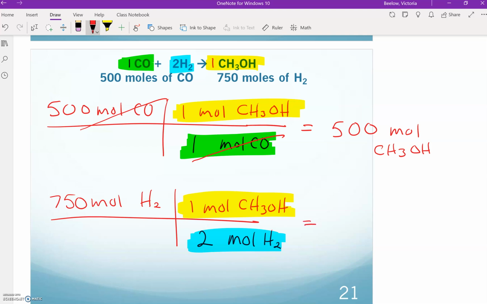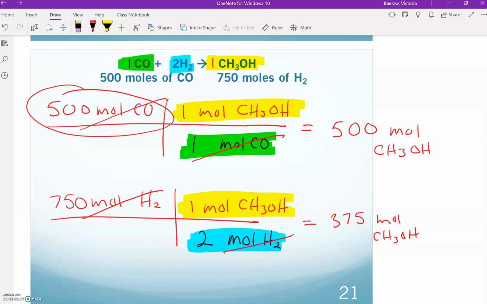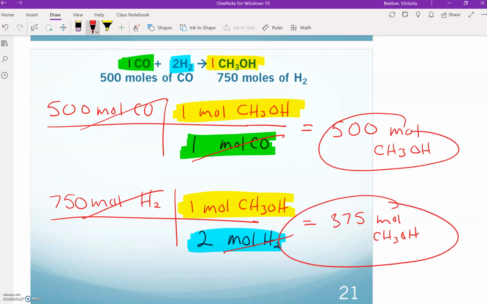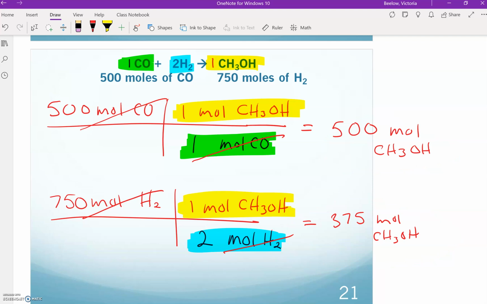So for this math, I'm going to cross off moles of H2. So I'm only left with moles of CH3OH. So this time we have to do 750 times 1, which is 750, and then divided by 2, which is 375 moles of CH3OH. So we're seeing if you had that much of each reactant and you converted it into product, how much product would it make? Again, this is not my final answer, actually.